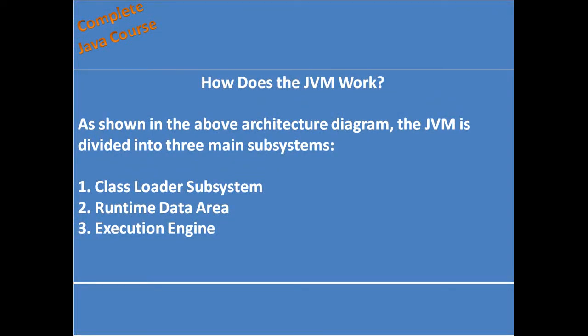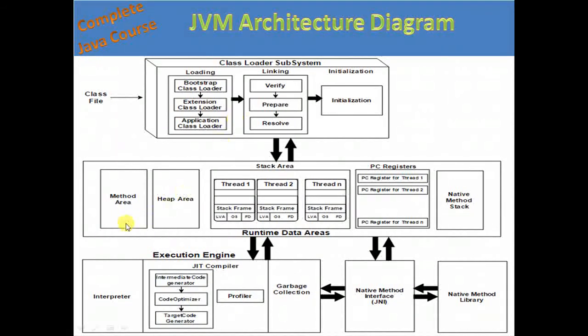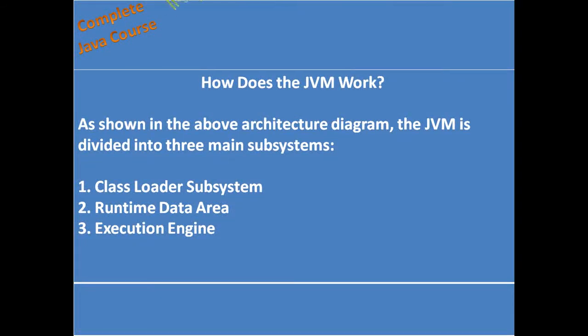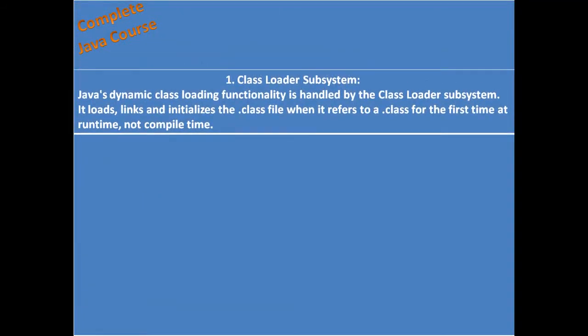So how does the JVM work? As shown in the above architecture diagram, the JVM is divided into three main subsystems: class loader subsystem, runtime data area, and execution engine. This is the class loader, this is the memory area, and this is the execution engine. So these are the three parts of the JVM. Now, first one is the class loader subsystem.